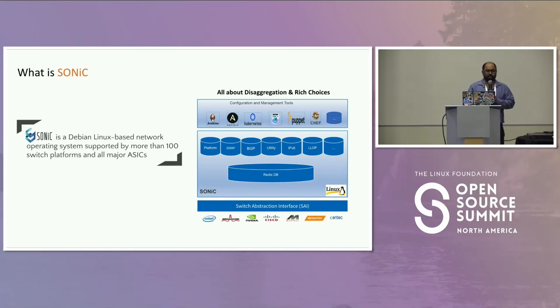So what is SONiC? Going back to the basics, SONiC is a Debian Linux-based network operating system, supported by many physical switching platforms, and it supports all major ASICs. On the right side is one of the classic diagrams you might have seen many times. At the physical layer you have SAI, the Switch Abstraction Interface, which acts as a hypervisor for the whole solution and helps communicate the SDK communication back to the north side.